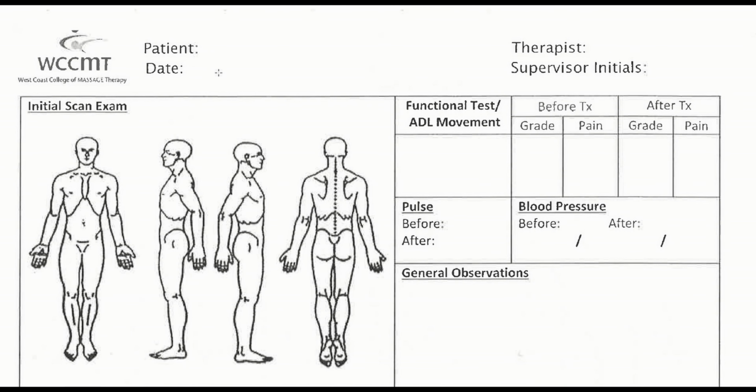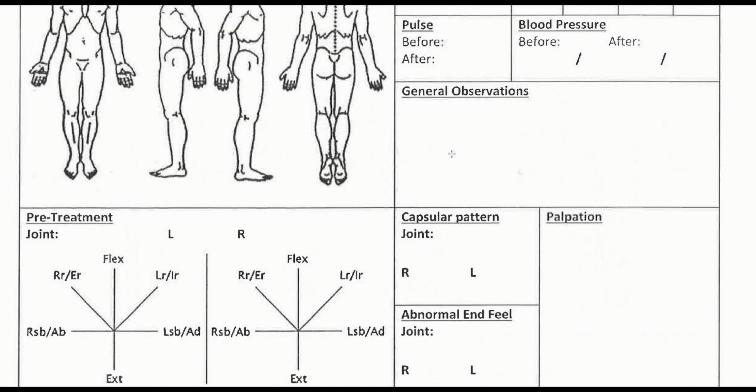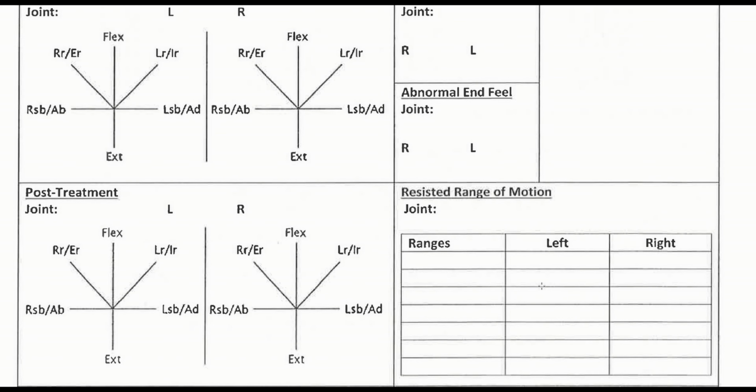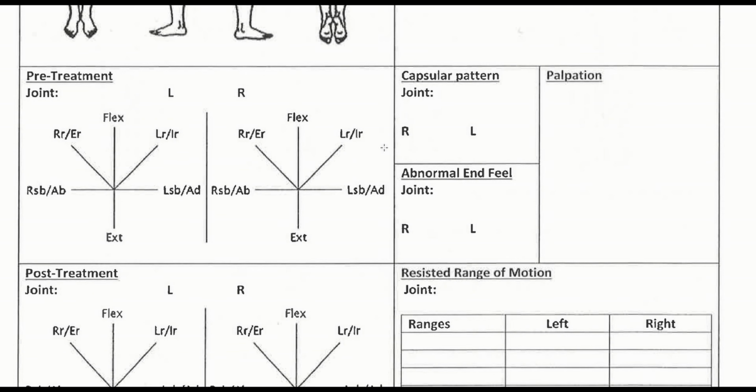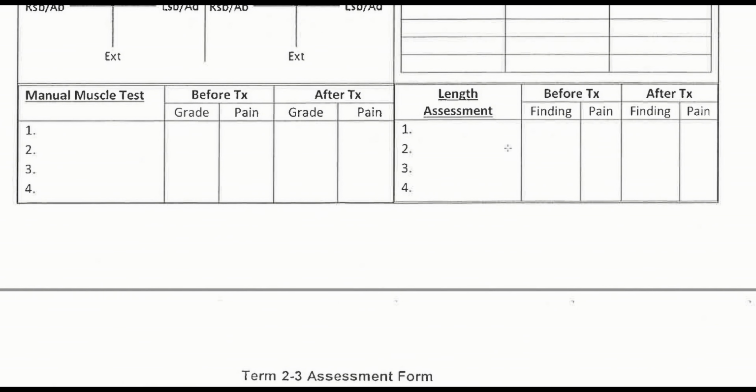Again, we're looking for patient, date, and therapist names, and functional assessments. General observation here is like no orthotics, etc. Palpation here. Small box for the primary concern. You have your joint for AROM, PROM, and ROM here. Your abnormal end feel is here, and you don't need to do anything else here.